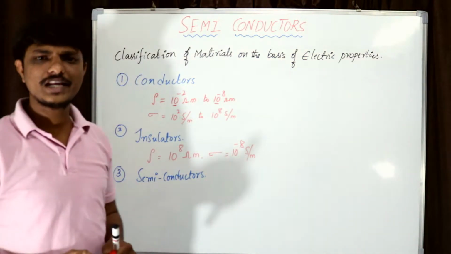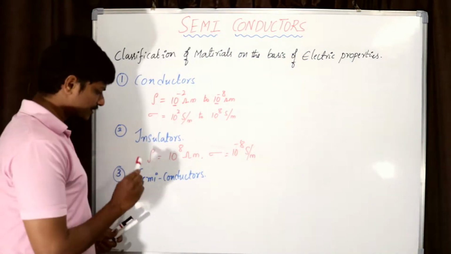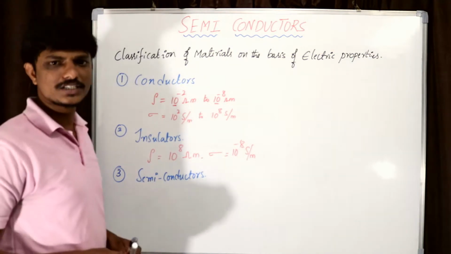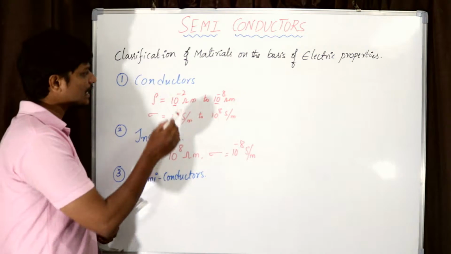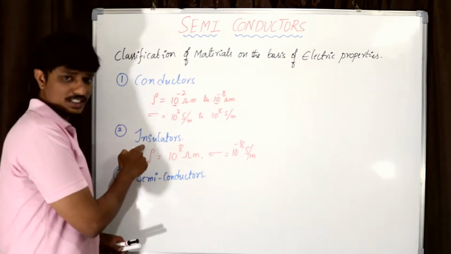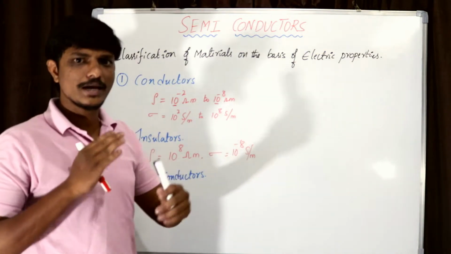The name itself is clearly stating semiconductors. That means which allow the charge partially. So semiconductors are the materials which are not good as conductors in allowing the charge, or not bad as insulators, right? So these are the materials which allow the charge partially.